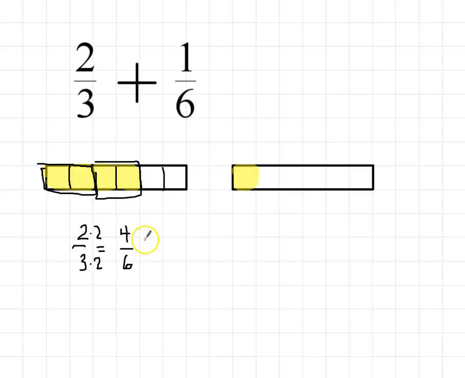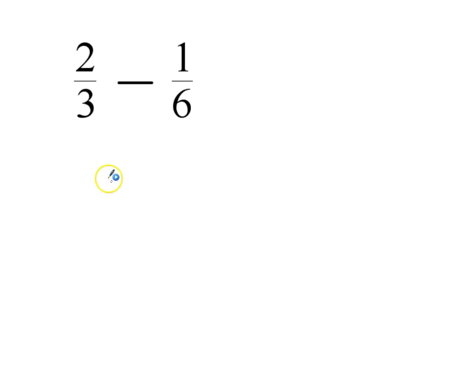So then when I do this together, now I have 4/6, and I add 1/6, and together that's going to give me 5/6. So that's what this is going to be equal to, 5/6. If I took the whole and cut it into 6 pieces, this is what this is going to turn into. So then let's do the same thing here. Let's take a look at this one. I have 2/3 minus 1/6.